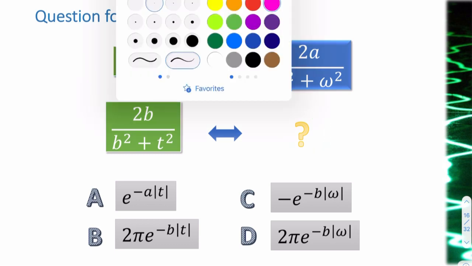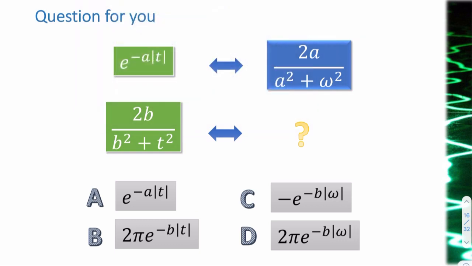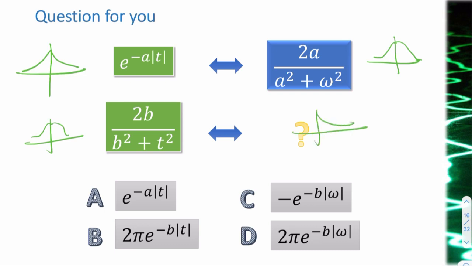Just to make this slightly clearer, e to the minus a t looks like that. 2a over a squared plus omega squared might look something like that. So if we had a time domain signal that looked like that, what would the spectrum in the frequency domain look like? Well, you won't be surprised that if you see that in the time domain, then you'd expect that in the frequency domain. The only difference is there should be a factor of 2 pi.